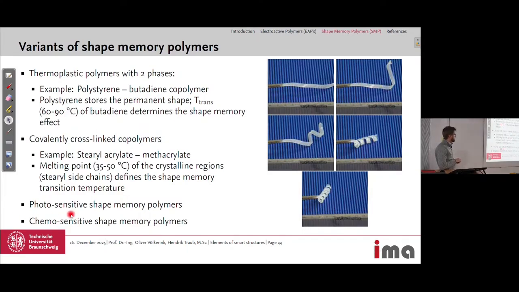And as briefly mentioned, we also have materials which are photosensitive, so you can activate them by light, so they go back to their original shape, and also chemosensitive shape memory polymers, where you can activate them by some chemicals. As an example from our lab, we have a shape memory polymer deformed, so it's less straight, but if we then heat it up, it goes back to its original form, like a spiral.